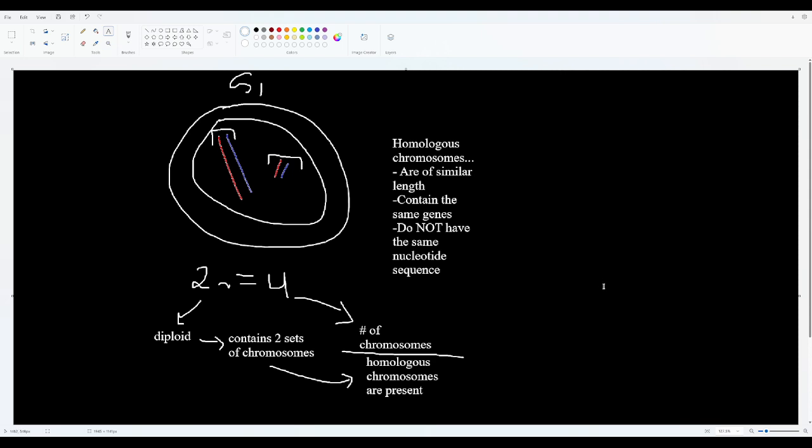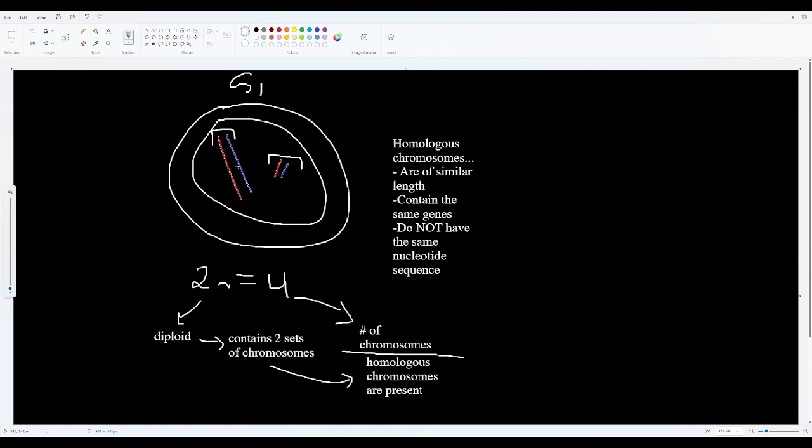So I always like to pull out the example of Harry Potter, right? If you ever read the first couple of Harry Potters, they're around 400 pages, right? So they're set in the same universe. They're part of the same book series, right? They have similar content in them. They're about the same length. However, they do not have the same content within them. They're different stories, right? So if you have the first one and the second one, they're different stories, right? Just like how with this pair, they contain the same genes, they are similar length, but they do not have the same nucleotide sequence, right?